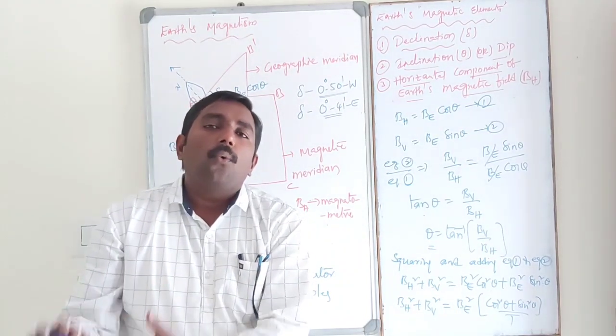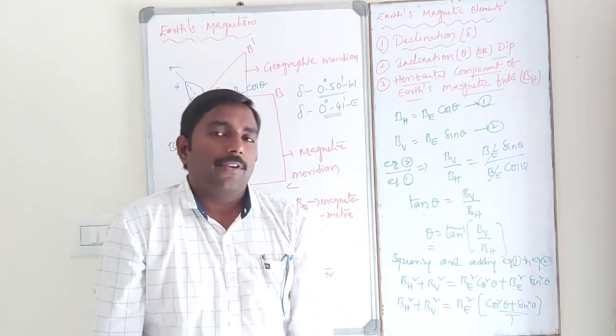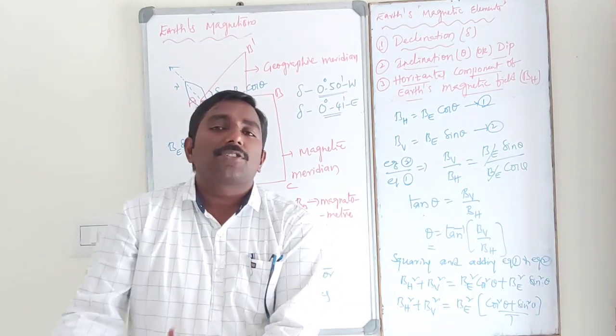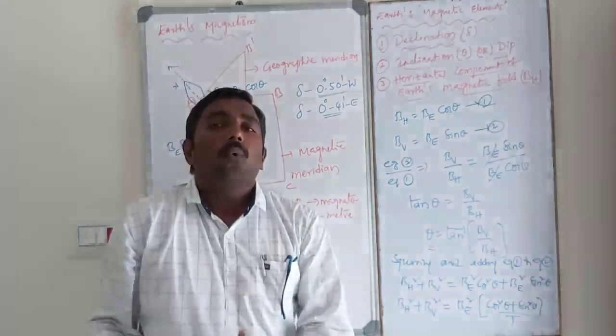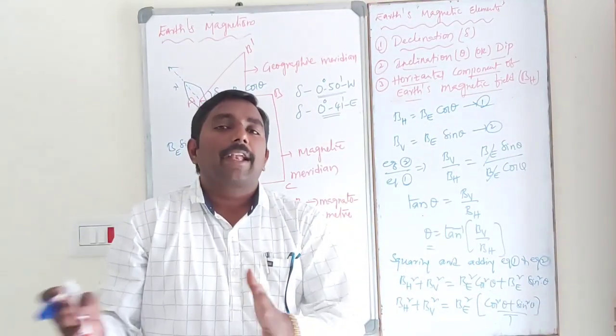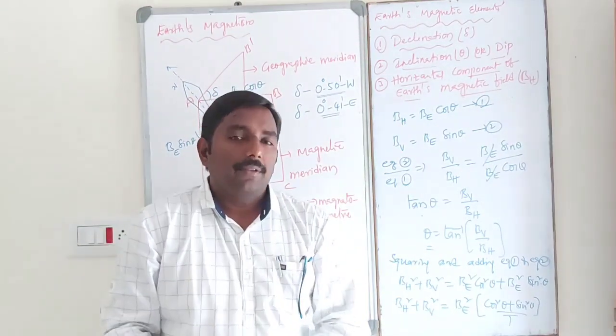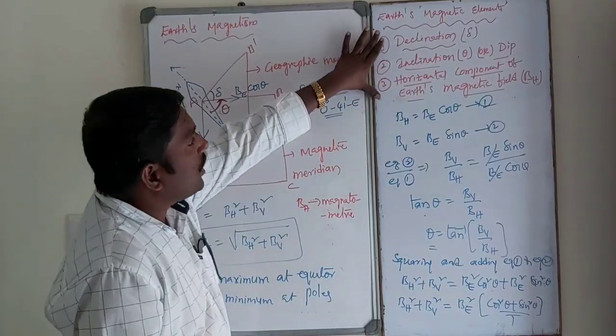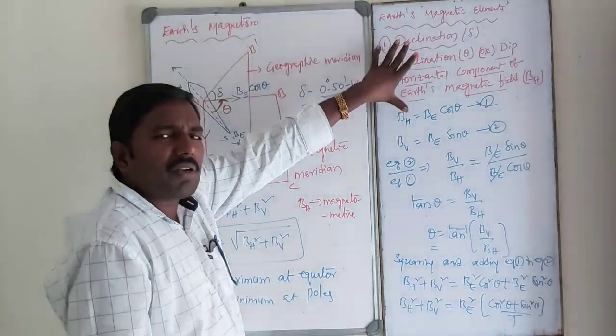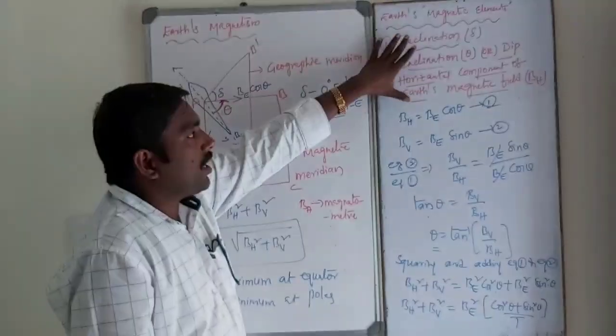Similarly, we call it the vertical component of Earth's magnetic field. That is, the component of Earth's resultant magnetic field along the vertical direction is called the vertical component of Earth's magnetic field, BV. Okay, so these are the very most important three marks questions. They have been given in examinations a number of times.